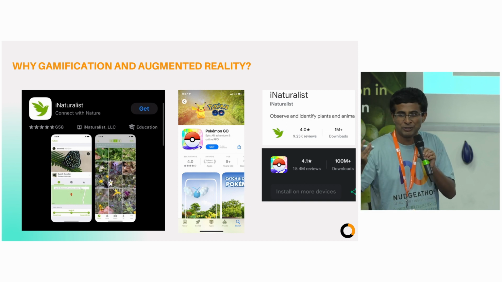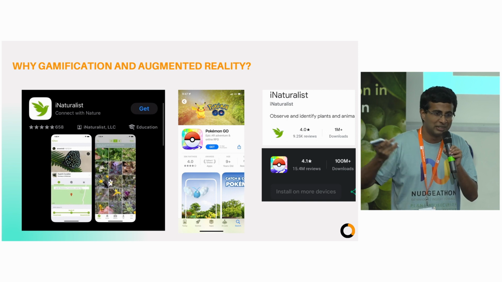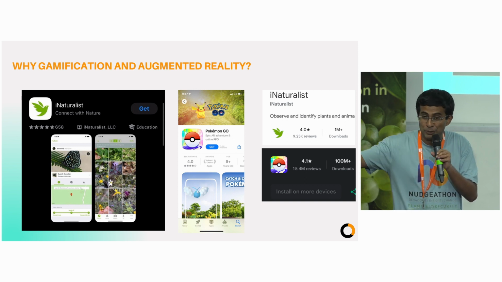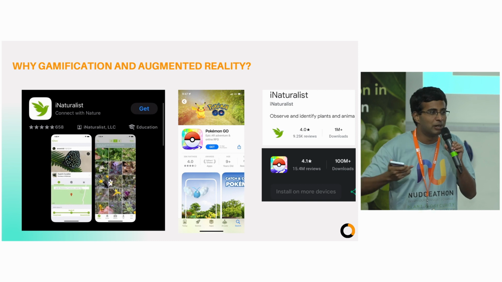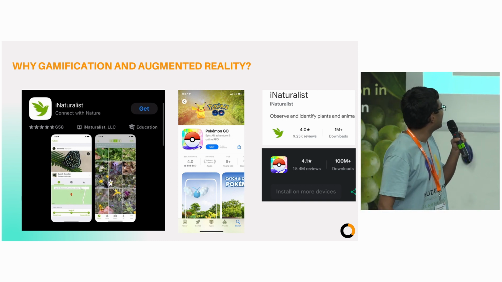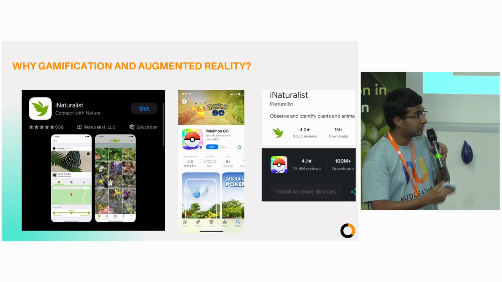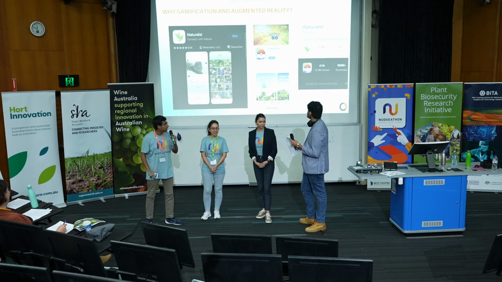A funny article by Forbes also showed that Pokemon Go made people in the US, for example, go out more often than any campaign led by Michelle Obama. So that's where our idea lies. And how we plan to implement this will be explained by my colleague Karthik.